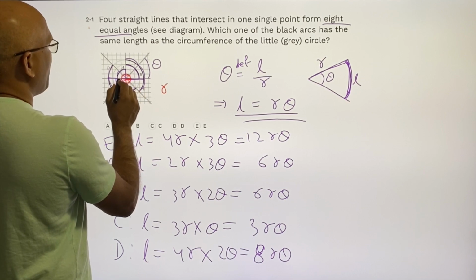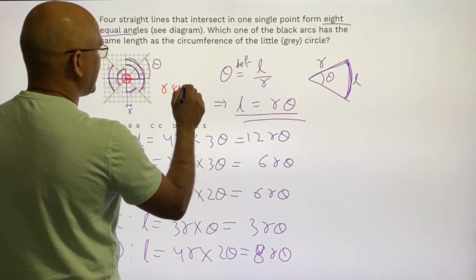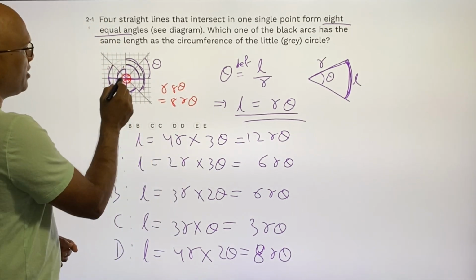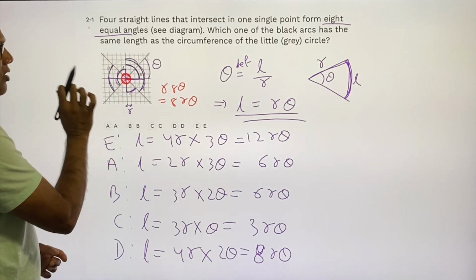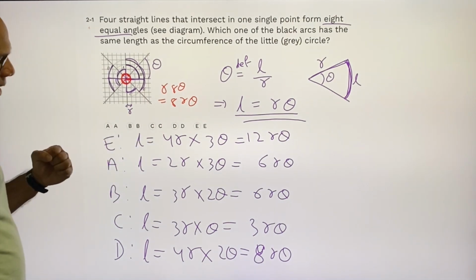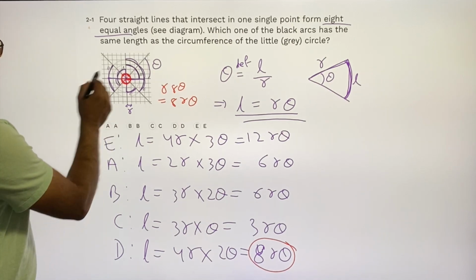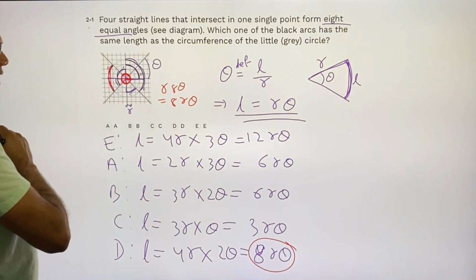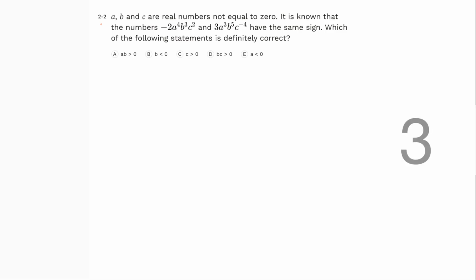1, 2, 3, 4, 5, 6, 7, 8. We knew that there are 8 divisions, so that is 8 theta. So this is going to be 8 R theta, right? So that is the circumference or the arc length of the smallest circle that we have as the reference. So 8 R theta, that is choice D, which has the same arc length as the small circle, right? So that is what we are looking for. Then D is the correct choice.